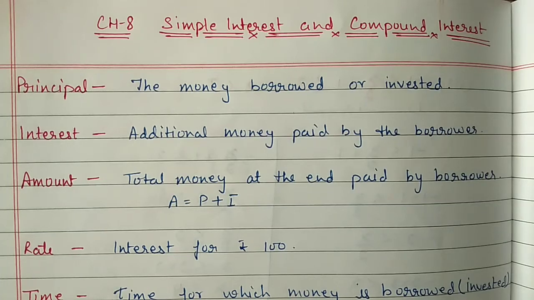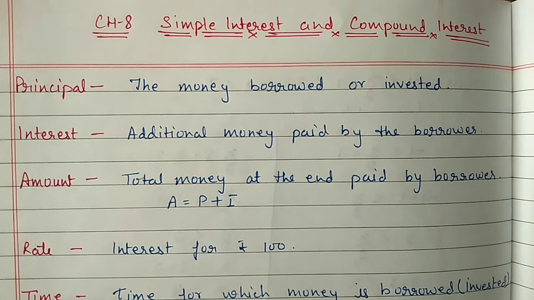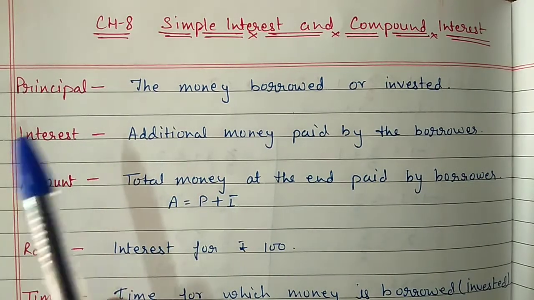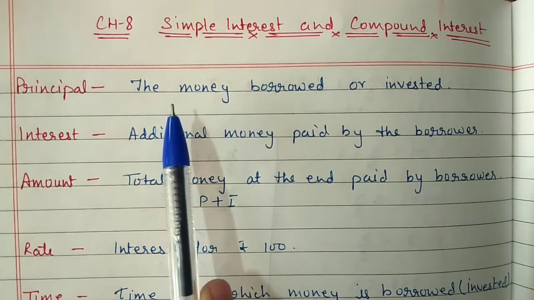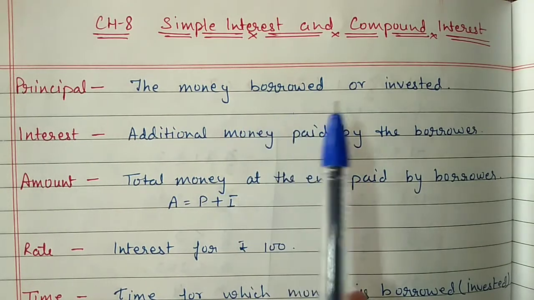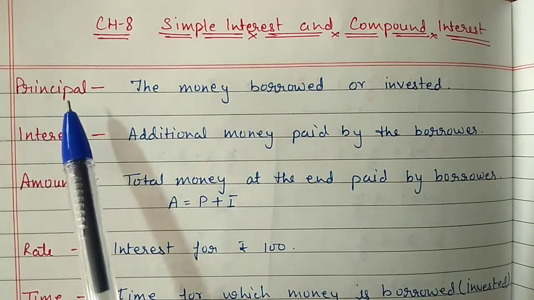Hello students, today we are starting chapter number 8, simple interest and compound interest. So first we will discuss the terms related to this chapter and then we will start the problems based on this. So first thing is the principal. What is the principal? The amount which we borrow from someone, or the amount which we invest or keep in the bank, that we will call the principal amount.